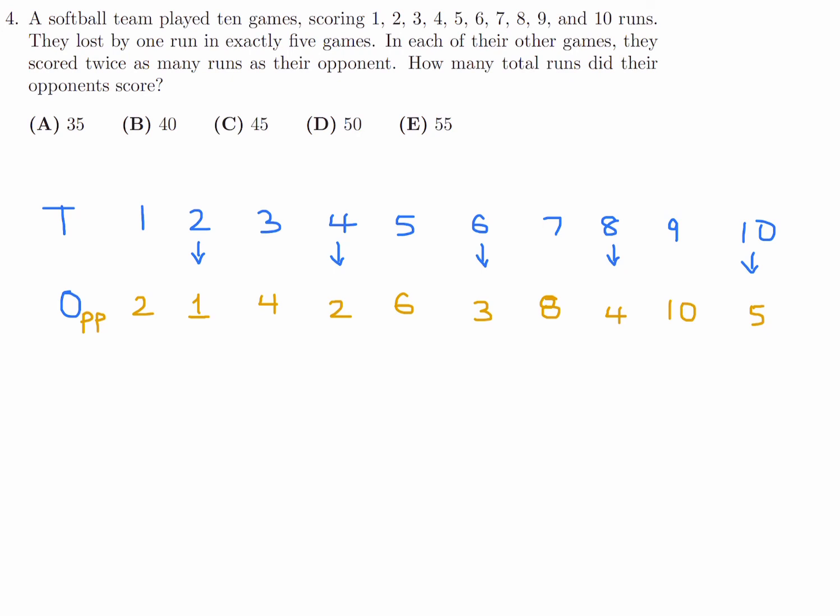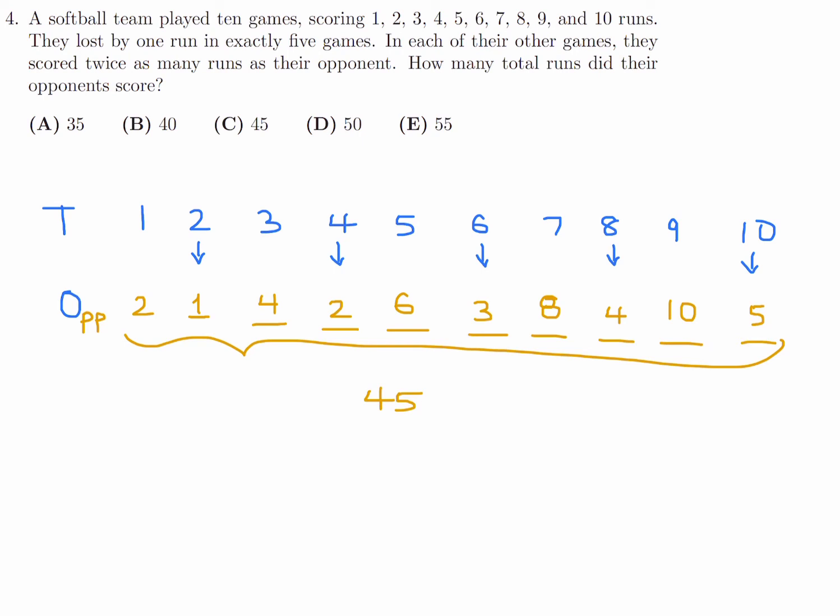right? So now I have to add up all of these to get the total runs scored by the opponent. So 2 plus 1, 3, 7, 9, 15, 18, 26, 30, 40, 45. 45 is the total number of runs by the opponents. Number 4, therefore, is C.